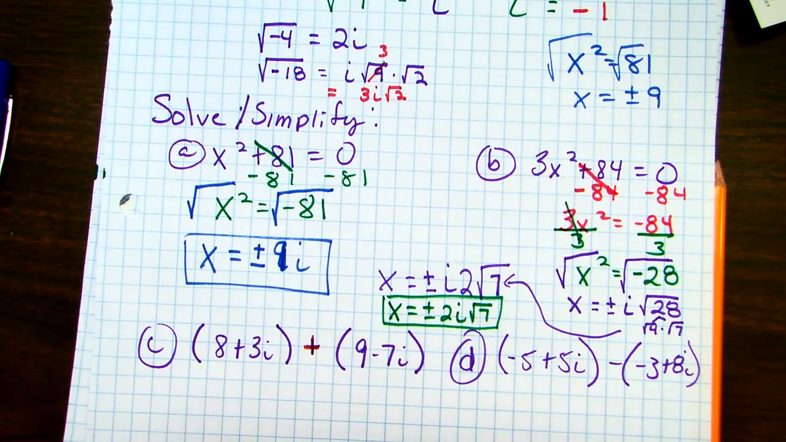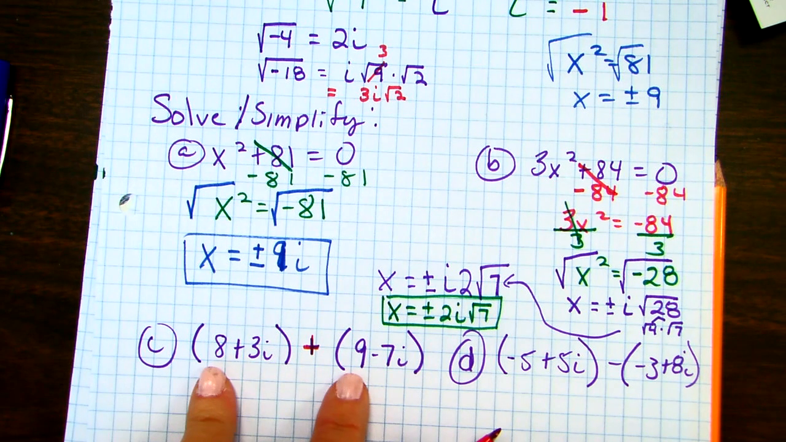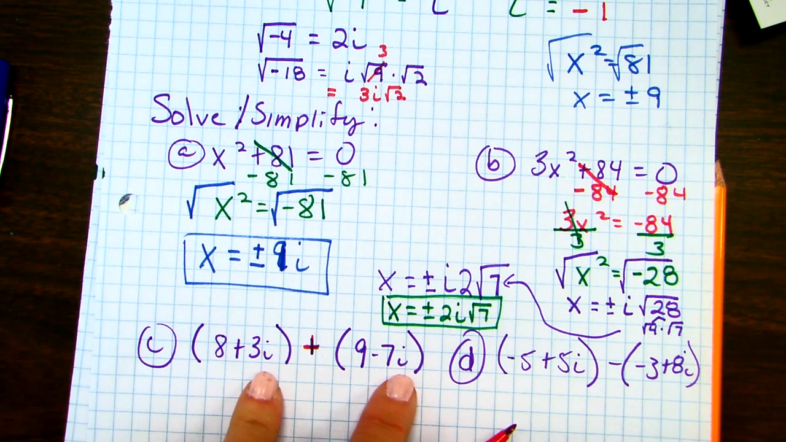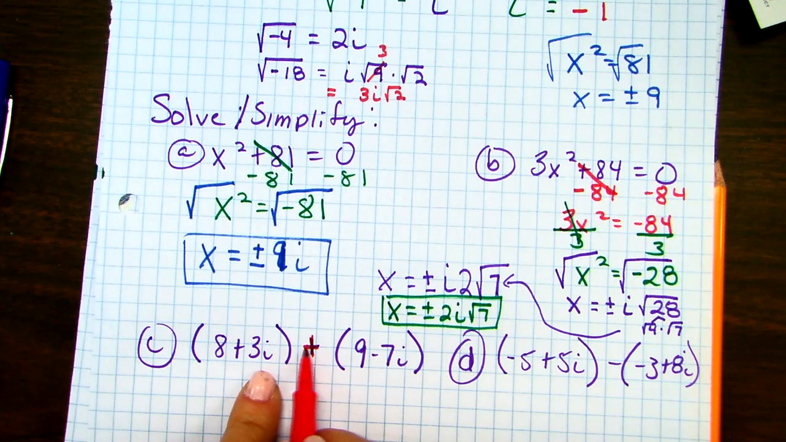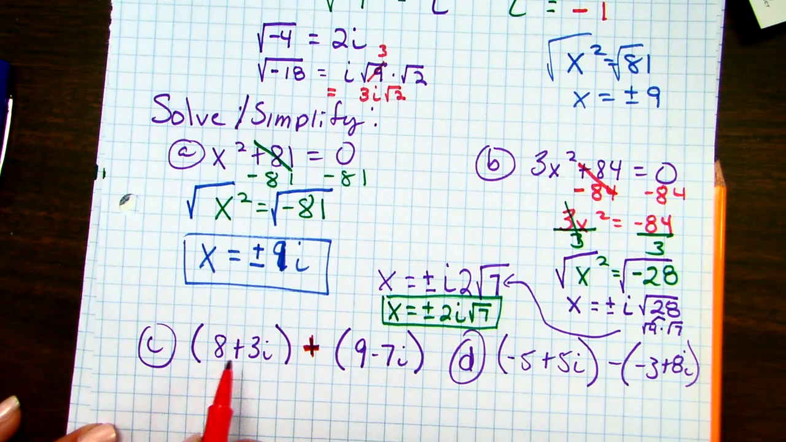Okay, how about adding and subtracting? Guys, this is the same as if you had x's. You can only add and subtract like terms. Plain old numbers with plain old numbers, those are called constants, like 8 and 9 are constants, and variables with variables. So when you see a plus sign, just find like terms. Like 8 plus 9, 17.